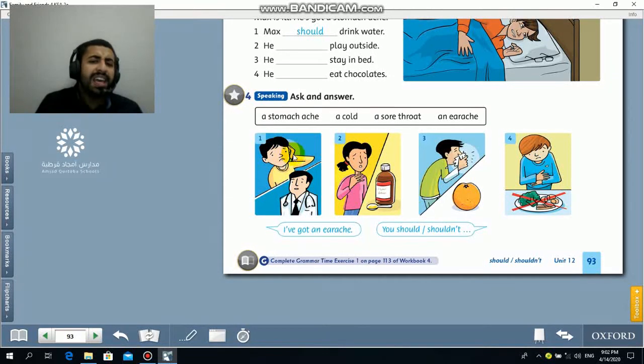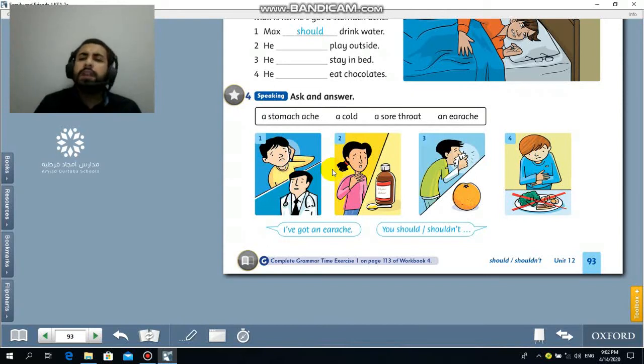As you look here, he has his hands on his ear. So you are going to say, I've got an earache. I've got an earache. Okay? What should he do? You should, sentence number 2, go to the doctor. You should go to the doctor. Okay? So you are going to write sentence number 1 and sentence number 2 for each picture.